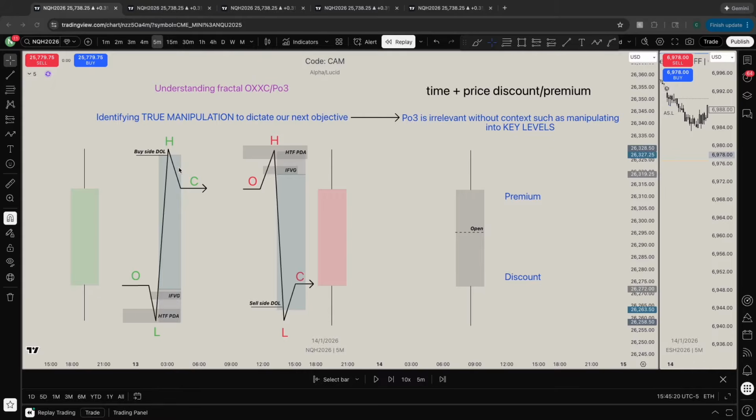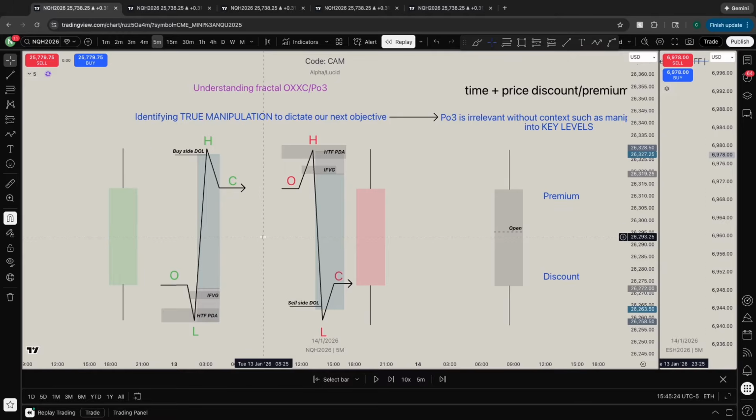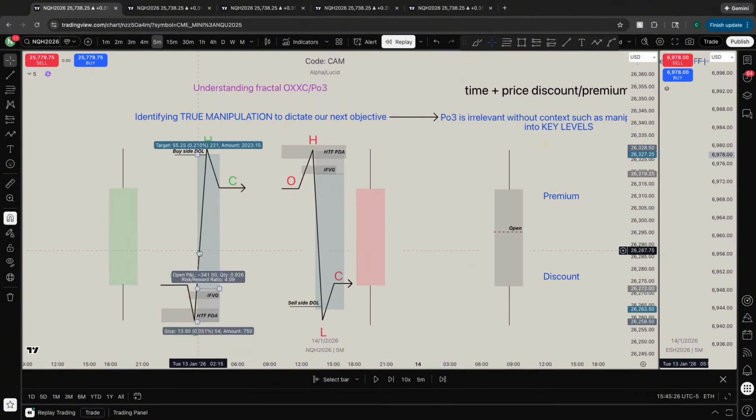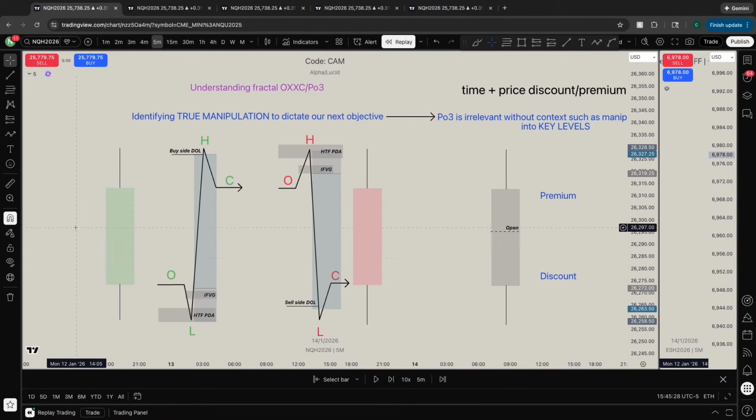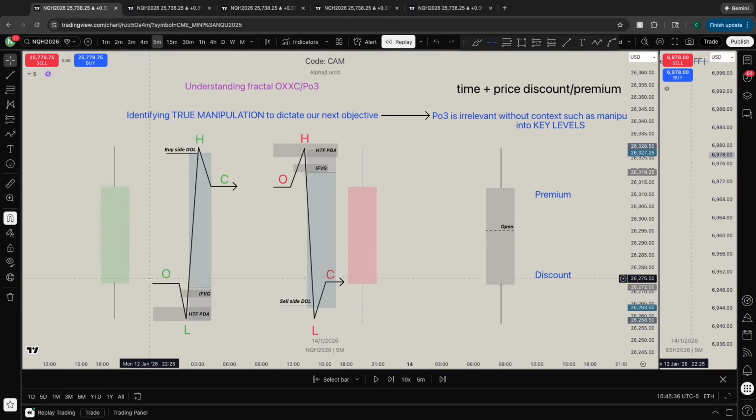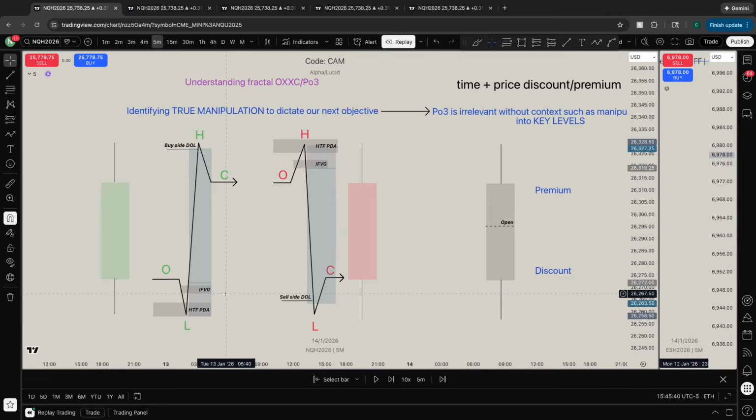or our open low high close, or our open high low close. So to start things off here, you can see this example right here. For a bullish candle, this is going to be fractal. This happens on the 1 minute all the way up to our yearly candle. So if we have a bullish candle, how is this going to form? We're going to open, we're going to manipulate lower into a high time frame PDA, where we will then get some sort of entry model to target our buy side DOL, where we will then retrace and close.